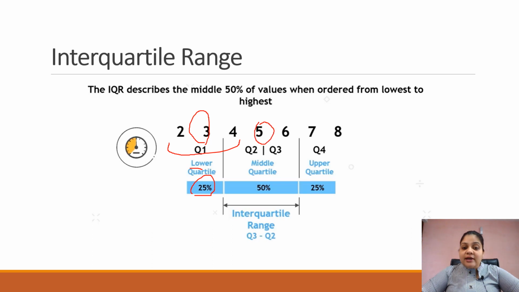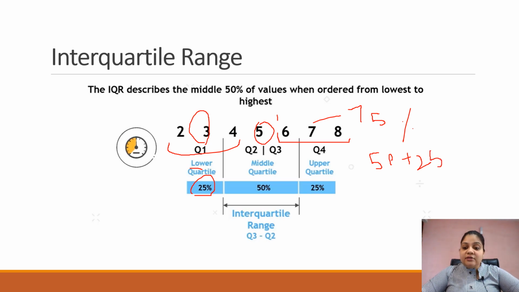The median was 5, and on the right side we have values 6, 7 and 8. In 6, 7 and 8 the middle value comes out to be 7. So 7 will represent the 75% quartile of my data, because till 5 we have 50% and the next is represented by 25%. So 7 contributes 50 plus 25%, that is the 75% quartile of my data.